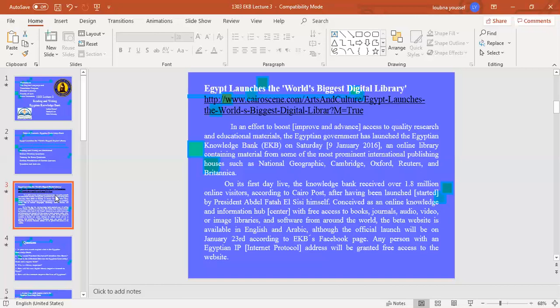Now, the Egyptian government has launched the Egyptian Knowledge Bank on Saturday. Now, the passage did not include the detail, 9th January 2016, but because this passage was written in 2016, I wanted to highlight this piece of information to you, because in 2020, of course, we do not know when this bank was launched, so this is why I added this information.